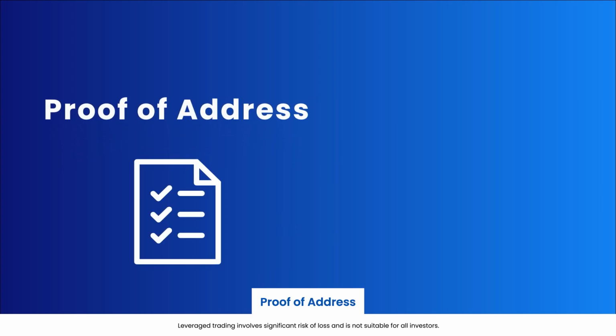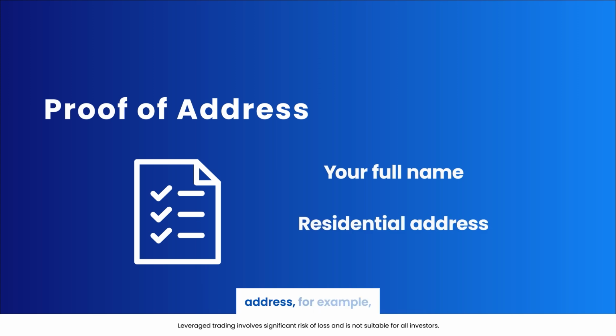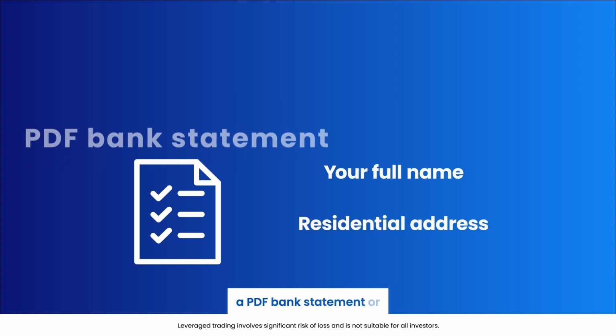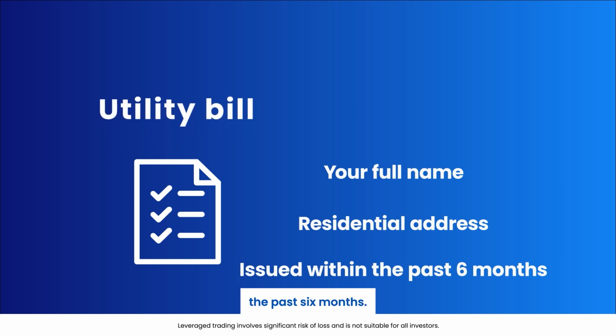Proof of address. The residential address must match the address provided during online registration. Submit a valid document in your name, showing your residential address, for example, a PDF bank statement or utility bill issued within the past 6 months. We may reach out with additional requirements.